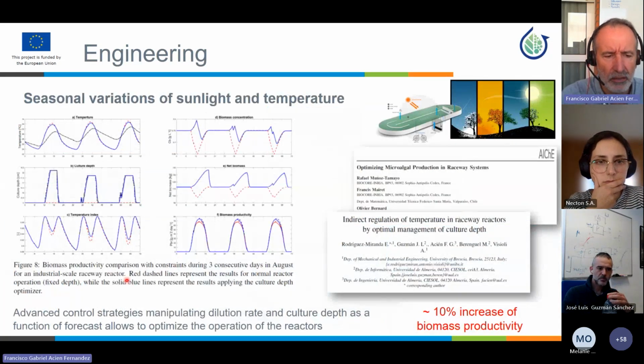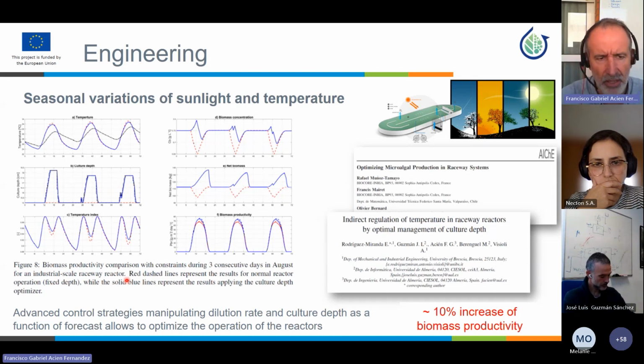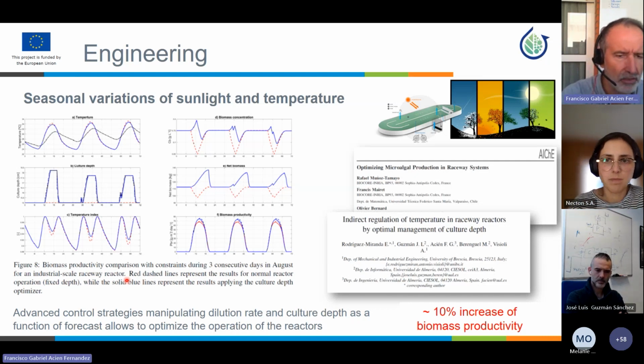Concerning engineering, we must also fight with the problem of seasonal variation of sunlight and temperature. That means that we need to understand how the temperature and light available in the culture change along the year and daily as a function of the culture conditions we are providing. Then we can modify these culture conditions, especially the water depth, or the time at which we are harvesting the microalgae biomass, in order to maximize the performance of the cultures.